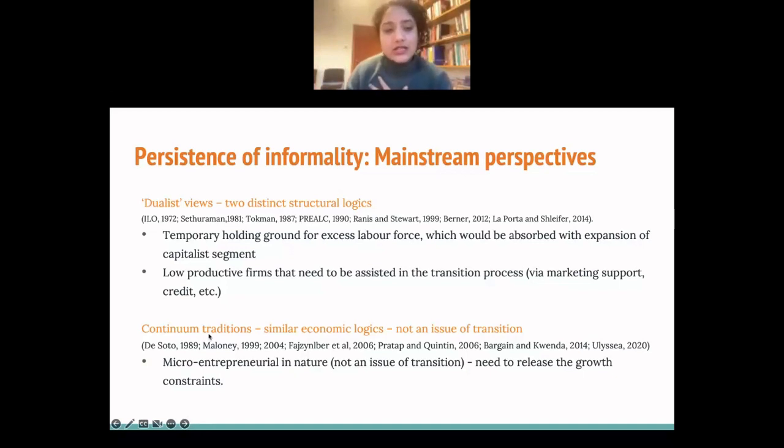Then there were other strands, the continuum strands, which were basically saying, look, you can't look at these firms as simply not accumulation driven. Rather, they are very micro entrepreneurial and dynamic in nature, but they're just constrained because of non-availability of credit, non-availability of markets, etc. So you need to simply release these growth constraints for them to be able to grow.